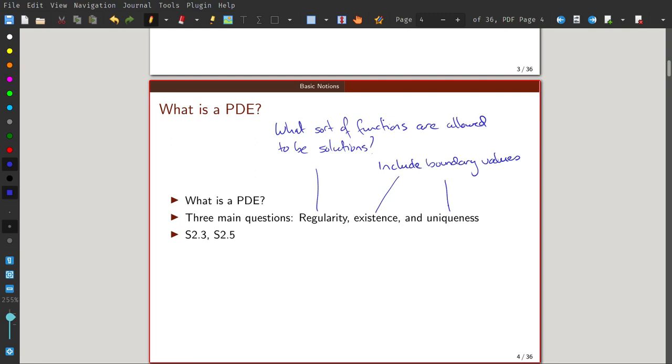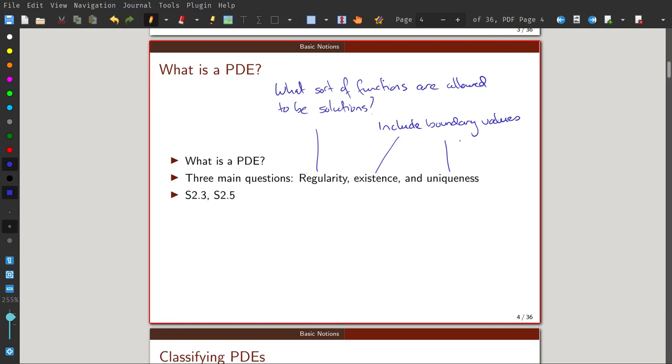And if there's existence, how many solutions are there? If there's only one, then of course we have uniqueness. So this is one way to think about uniqueness. The other way to think about uniqueness and boundary values is that we're trying to set up the problem in such a way that the solution is unique. So what data is necessary to be given on the boundary such that there will then be only one solution?